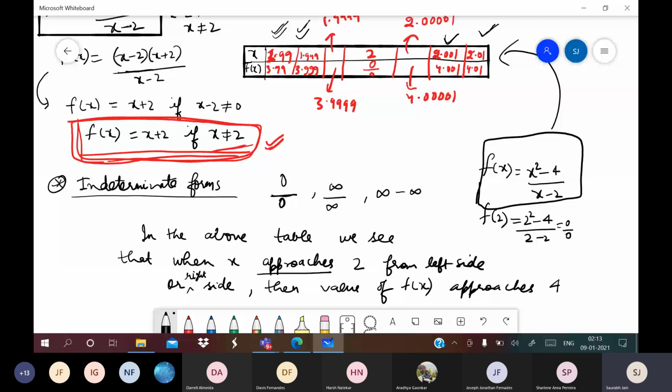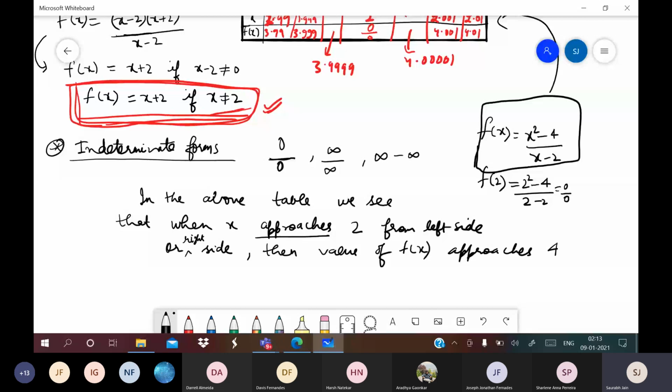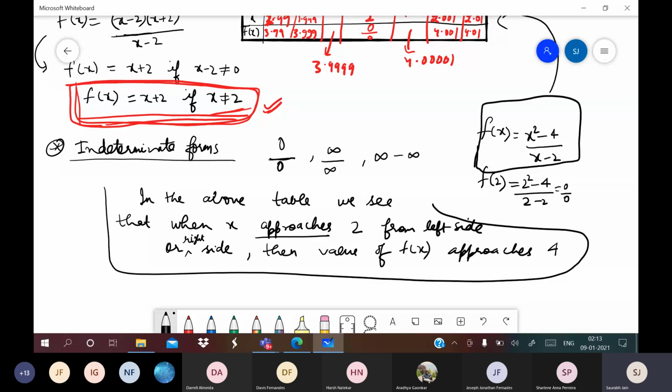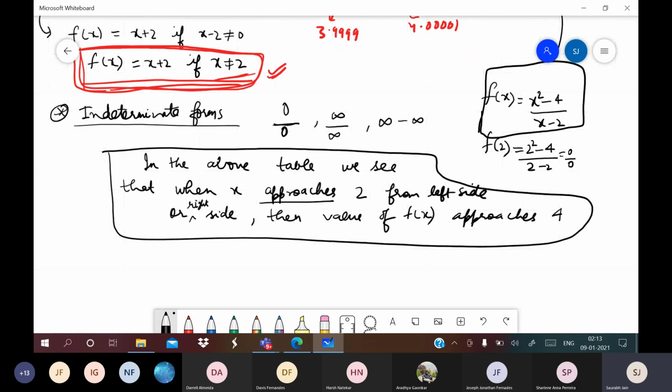Then from the right side also, we are getting 4.01, 4.001, 4.0001. And it seems like we are almost at 4. But that is not happening, right? So this whole thing, whatever is written here, this is the concept of limit. How do we write this much information in mathematical terms?